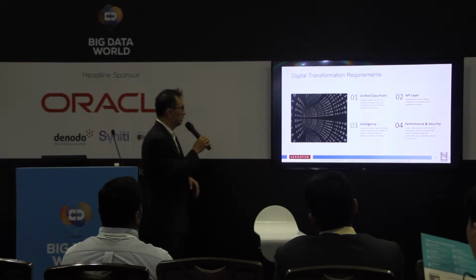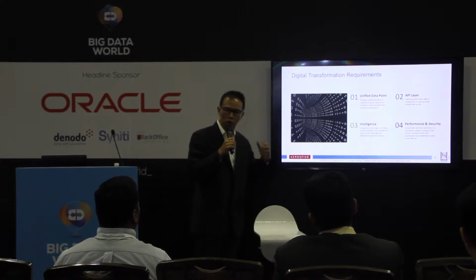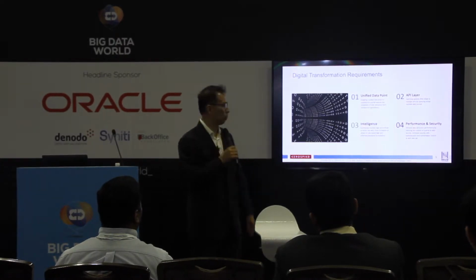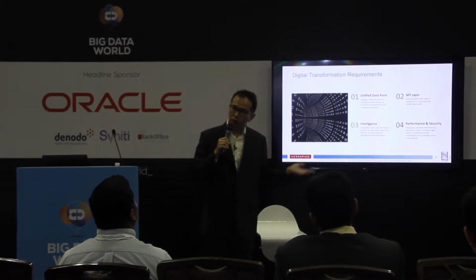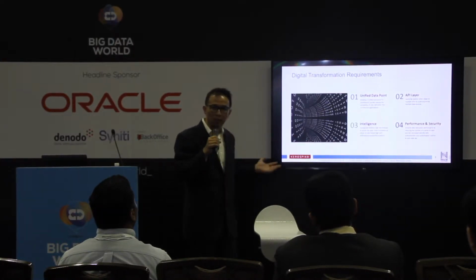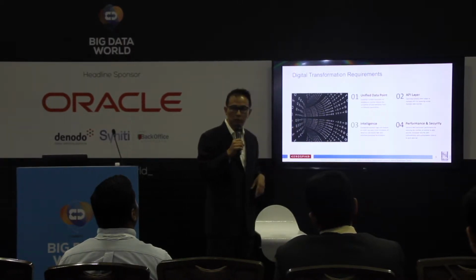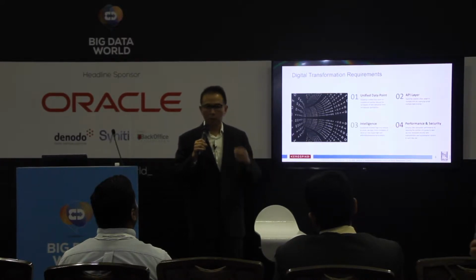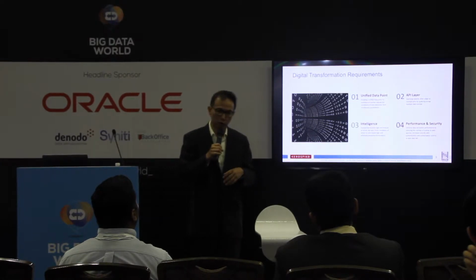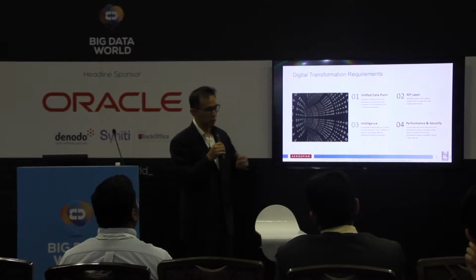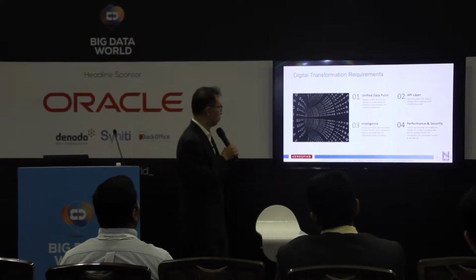What are the key requirements in digital transformation? Number one, you need a good unified data point. A single point of contact to serve all your data access, to hide all the complexity of the backend from the front end. Number two, an API layer. An API layer that is easy to use, easy to call. You can use standard data formats like JSON, and non-proprietary protocols to make those API calls.